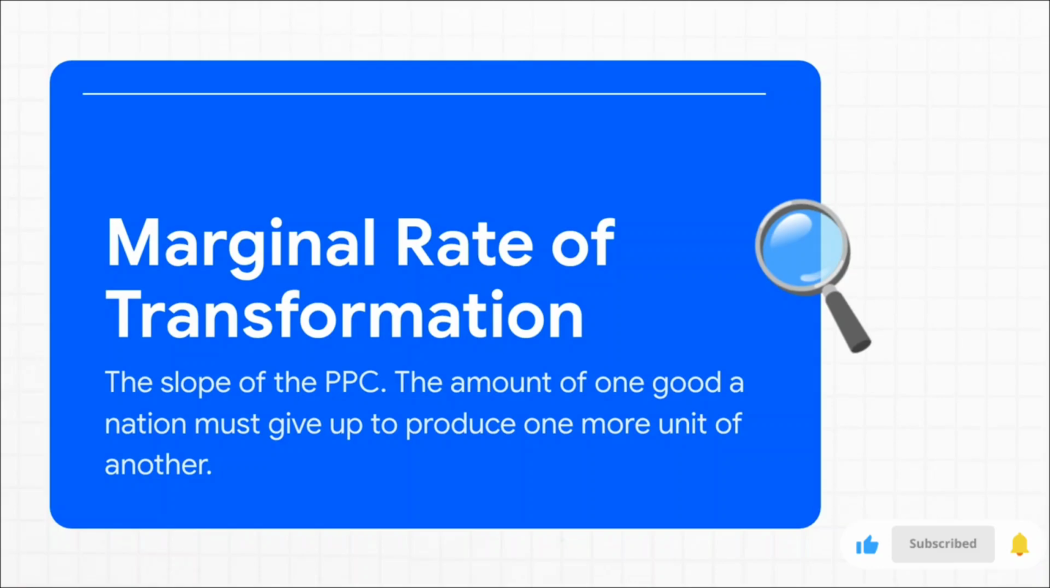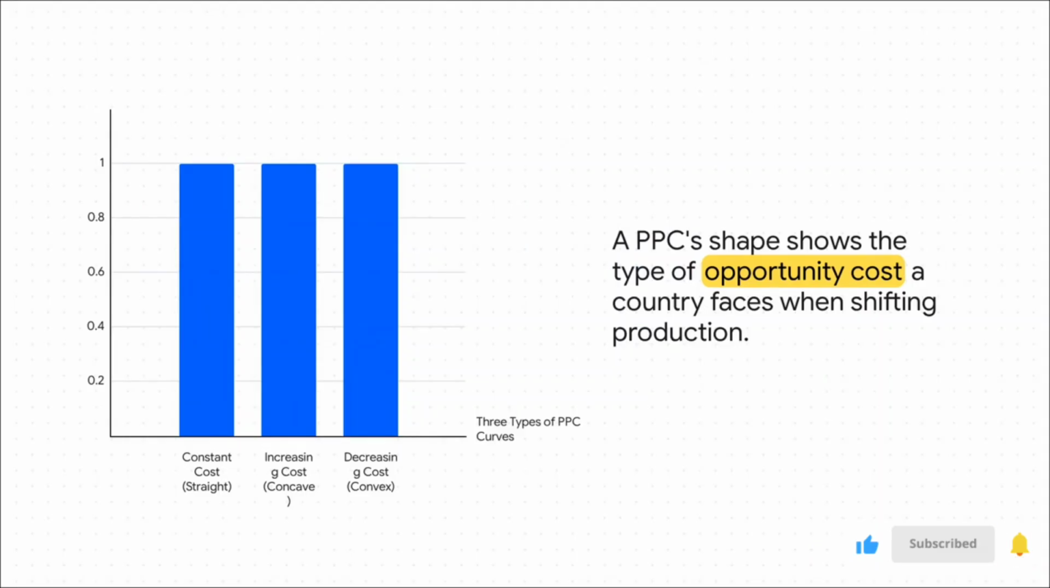All it's asking is, hey, if we want to produce one more unit of software, how many textiles do we have to stop making? It's all about the trade-off. So, the shape of this PPC curve tells a story. You might see a straight line in a textbook example, which means the trade-off is always the same. But in the real world, the curve is usually concave, bowed outwards.